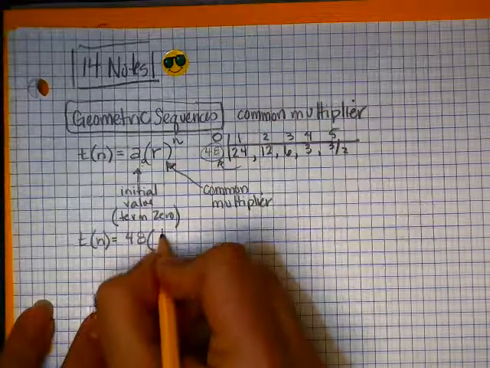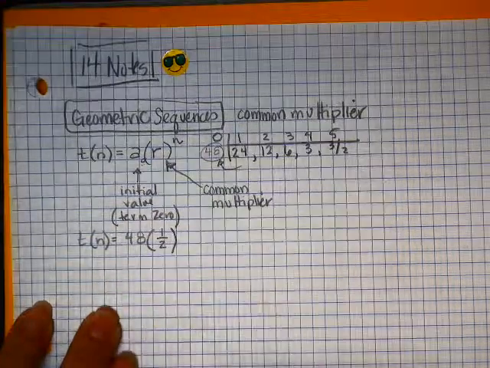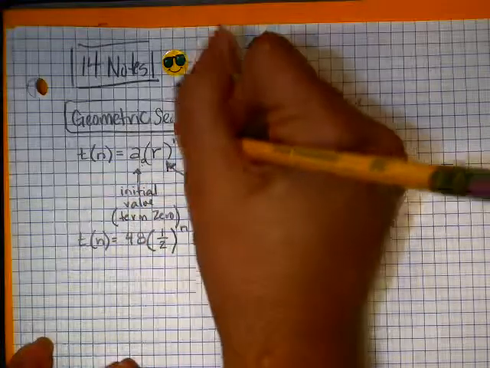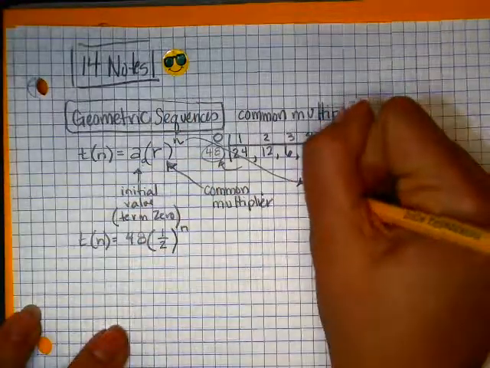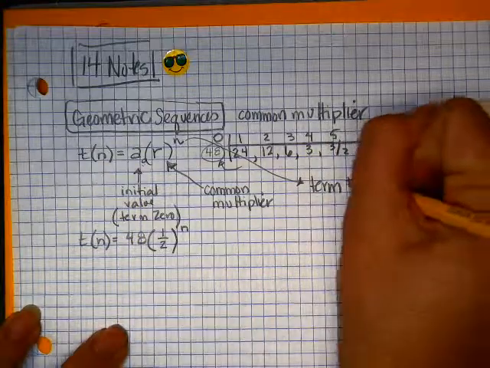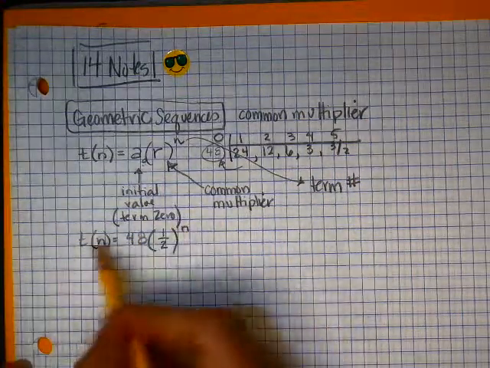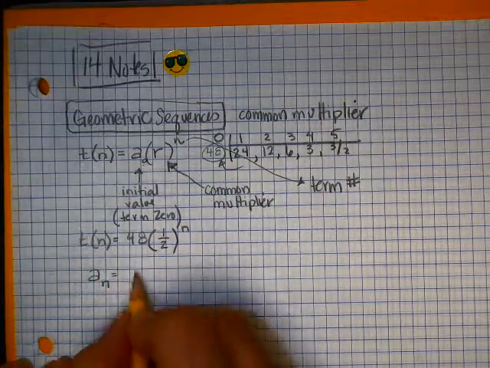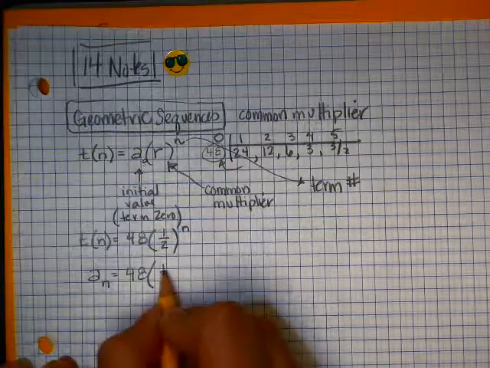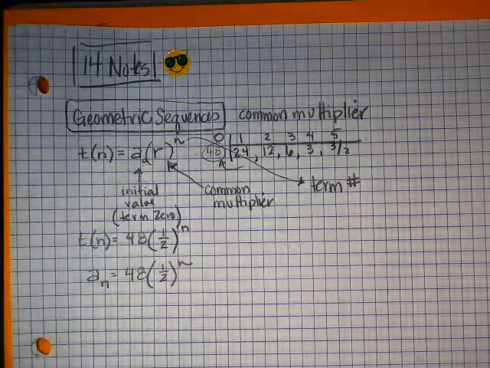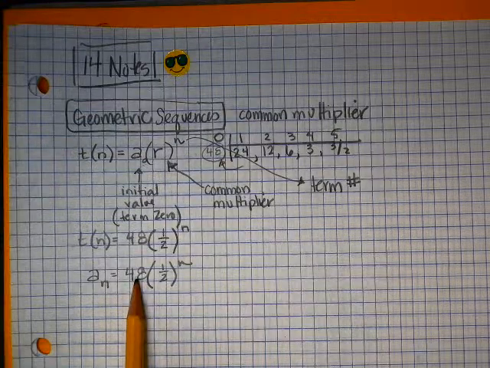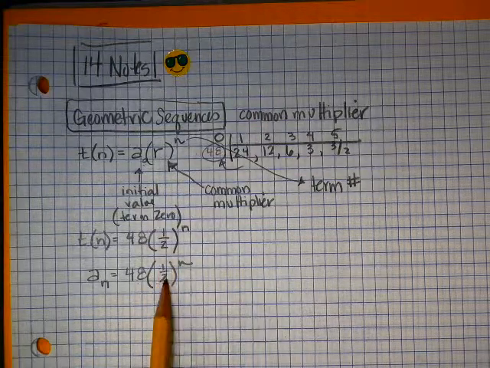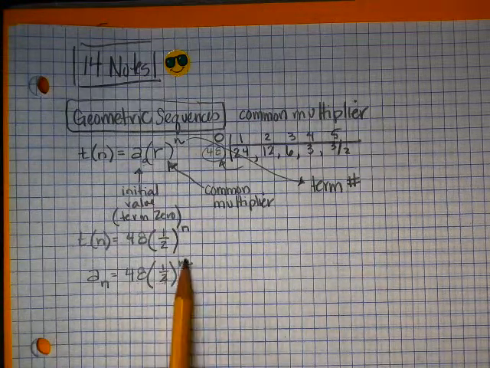So we have fractions today, that's all right. We have our common multiplier of 1/2. And then n, that is our term number. So this is one way to look at it. The other way is we could have said a sub n is equal to 48, and then our common multiplier to the n. When I'm looking at this, I started with 48, and then I multiplied by 1/2, so it's 48 times 1/2. But I multiply by 1/2 over and over again, which is what makes it the nth power.